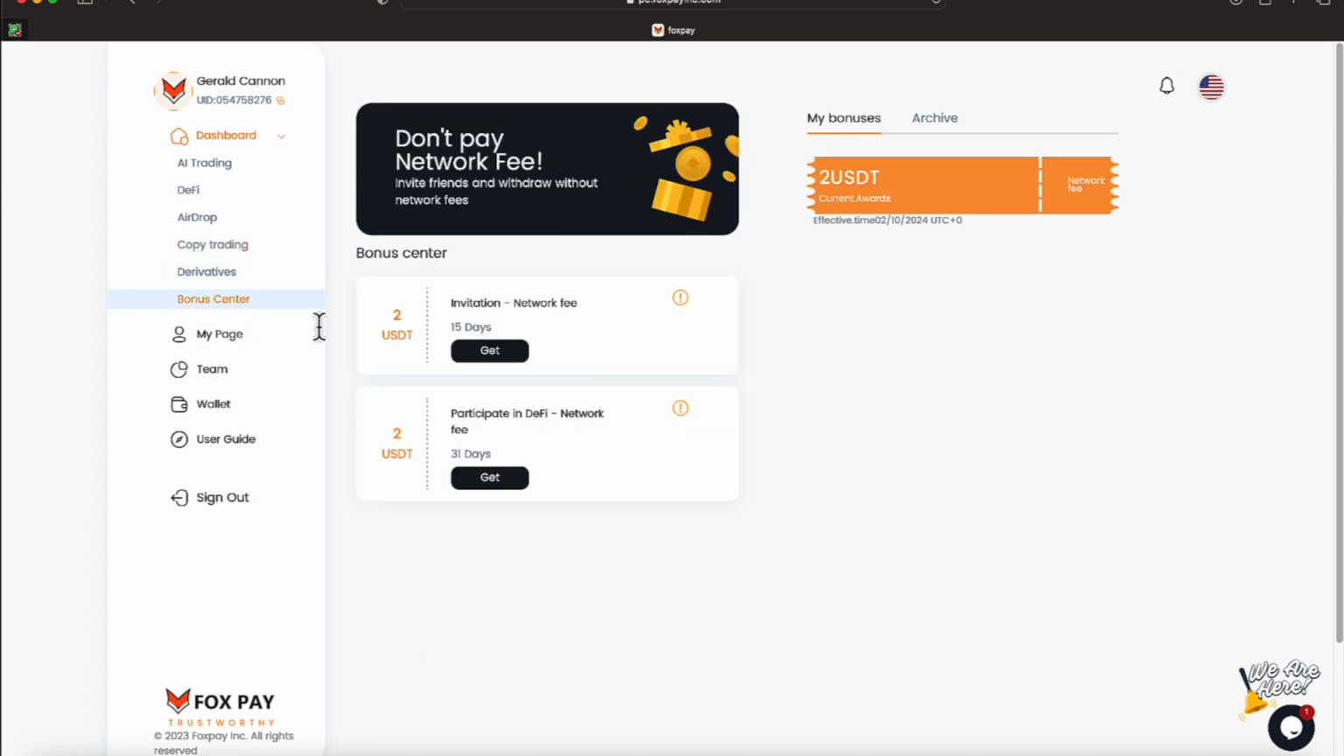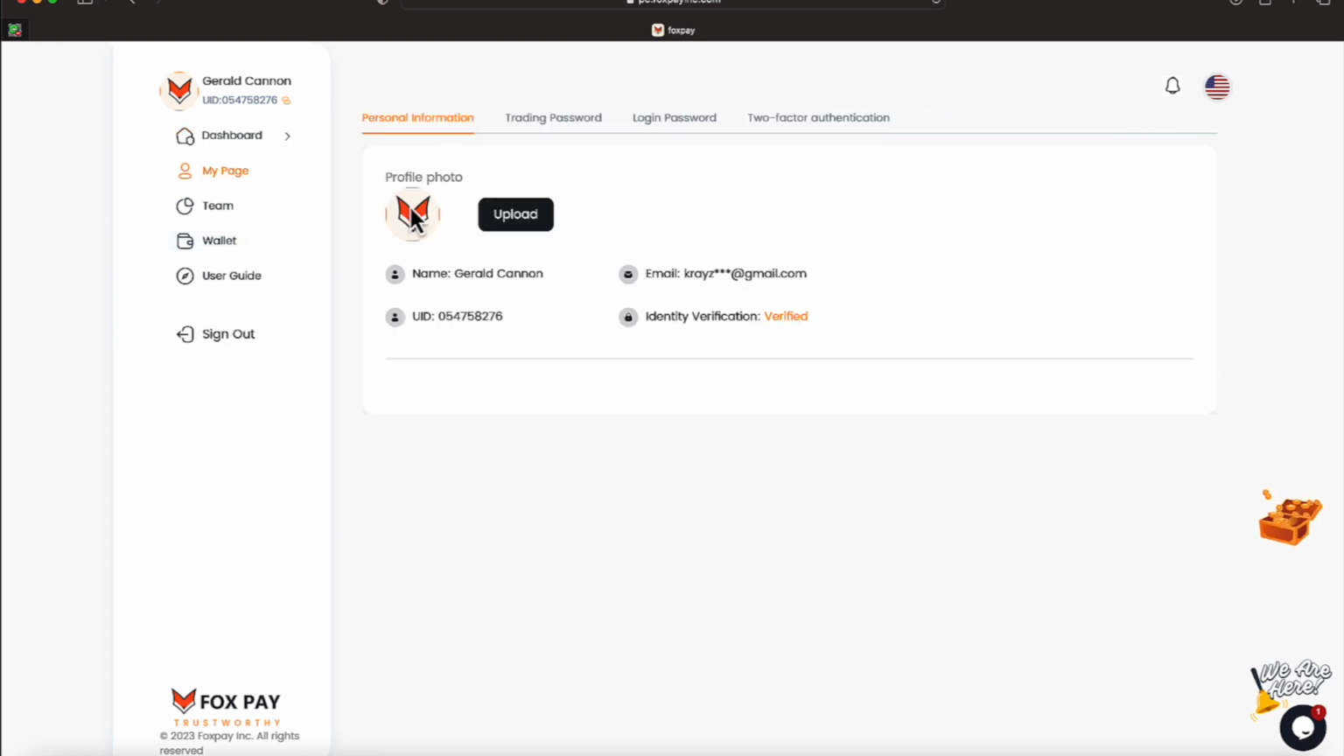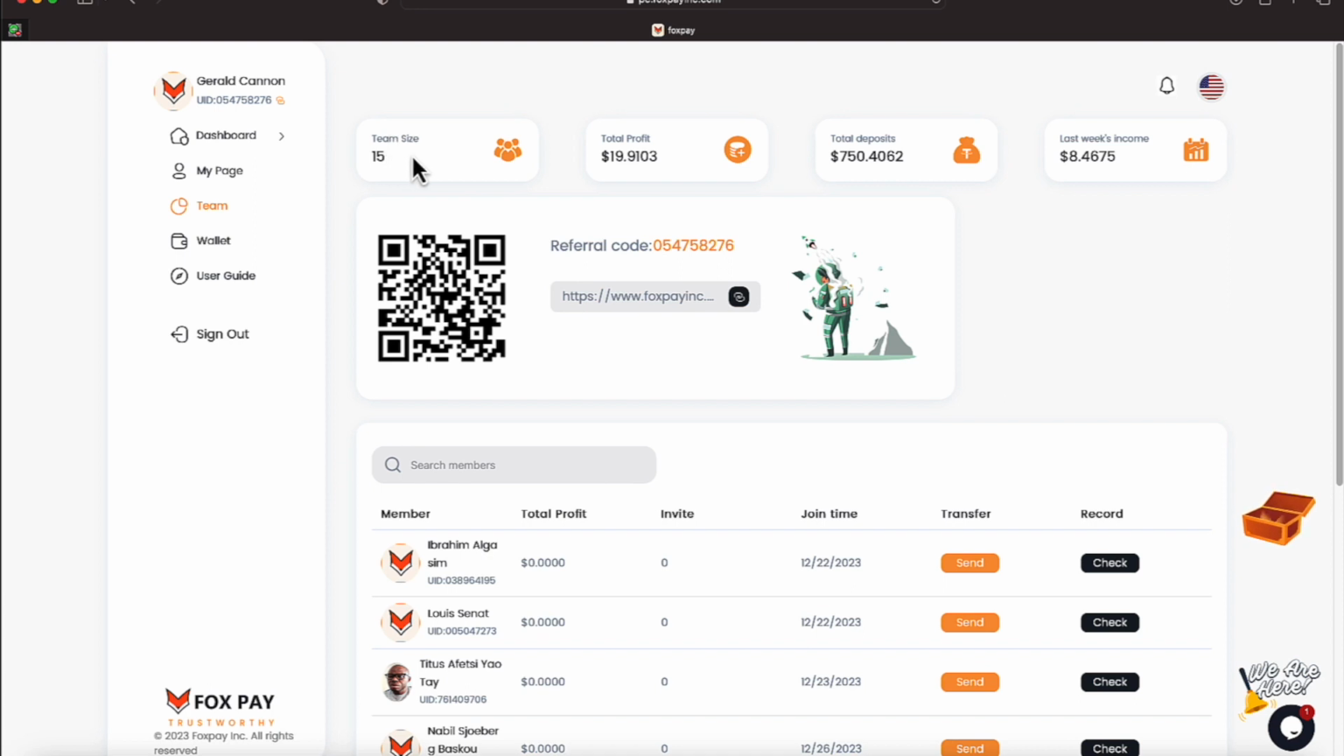And then we have the bonus center where you can get free things when someone clicks on your link, everyone. And then we got the My Page that just gives you your information about setting up your 2FA authenticator and your trading and your logon password. And then we also have a team, which our team is composed of 15 people. Since the team people have joined under my link, I've made $19.91 profit from the team, and the team have put in a total of $750 deposit. Last week's income from the team was $8.46.